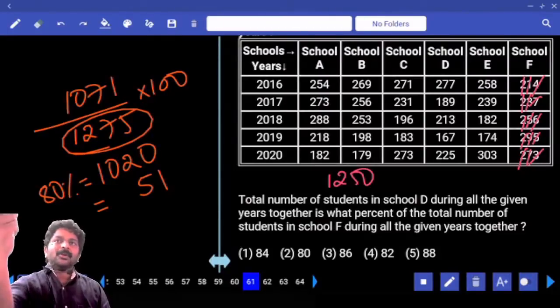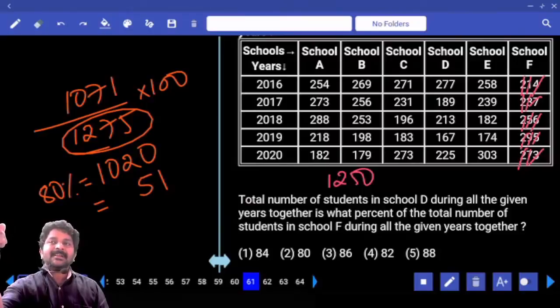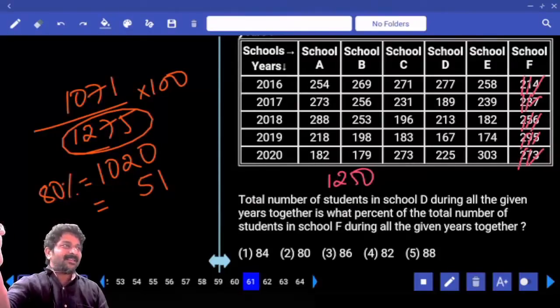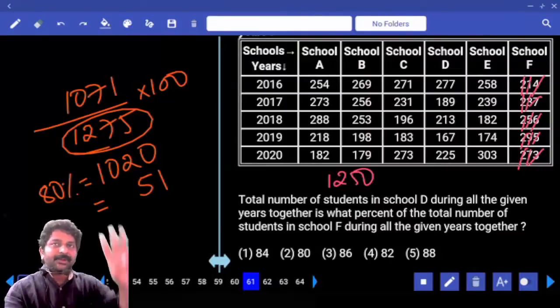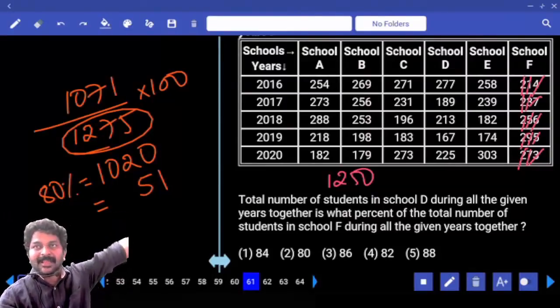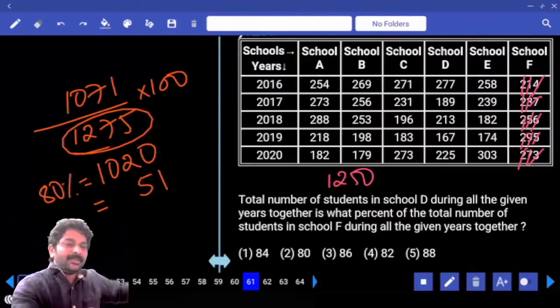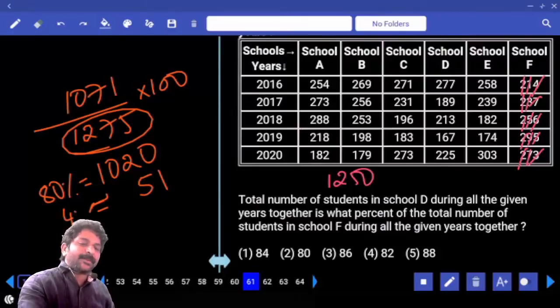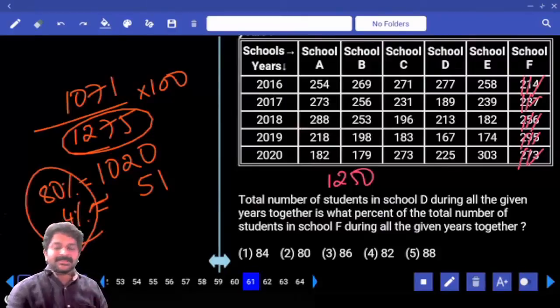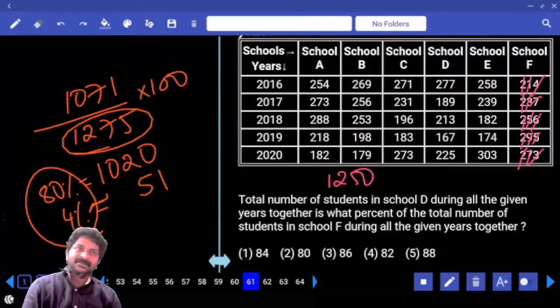2%? 4%? Double, double. 13 doubled is 26, and 26 doubled is 52, so 52 is going to be 4% only. Our number is 51. So can I approximately treat it as 4%? Then the answer must be approximately the first option.